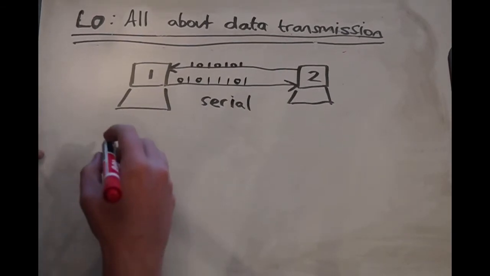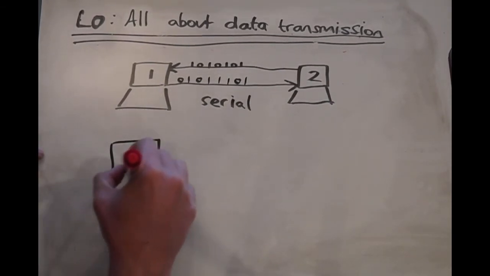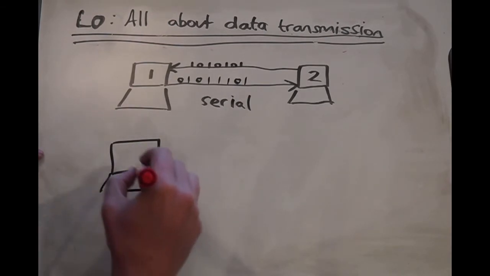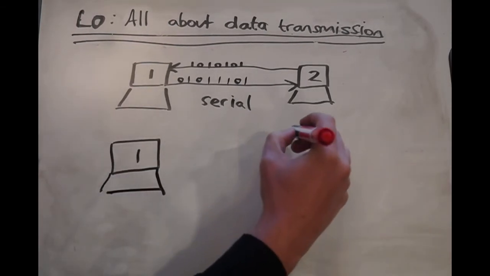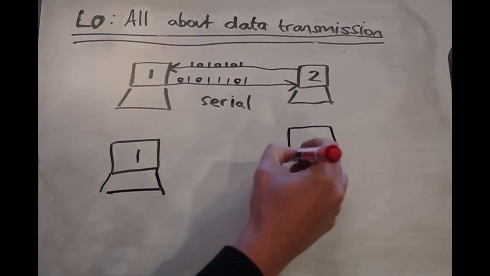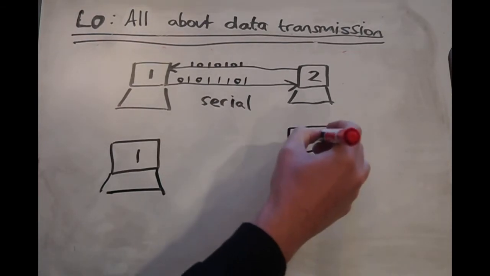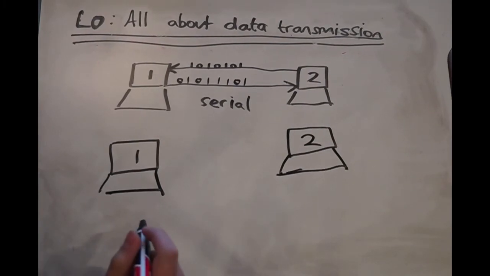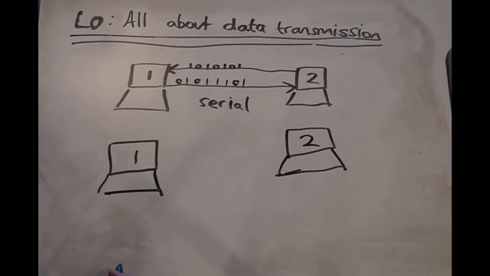Now there's another way we can do it. So let's draw another computer. Computer number one again, and here's computer number two. Let's think about how we could do it a little bit differently.